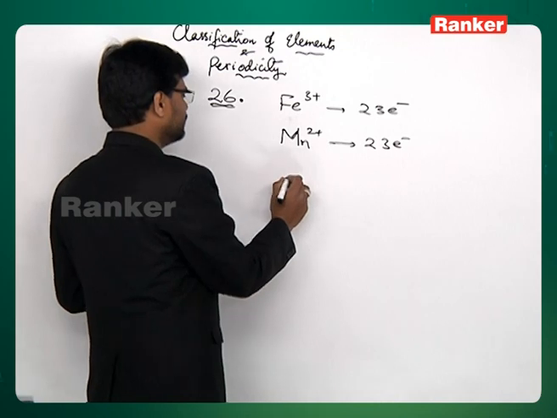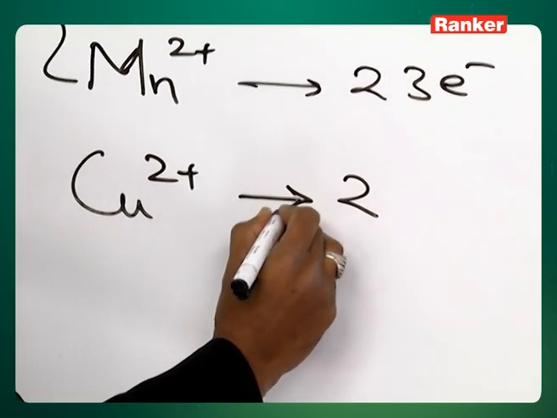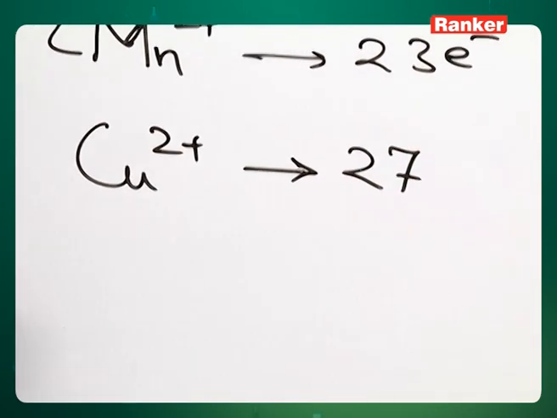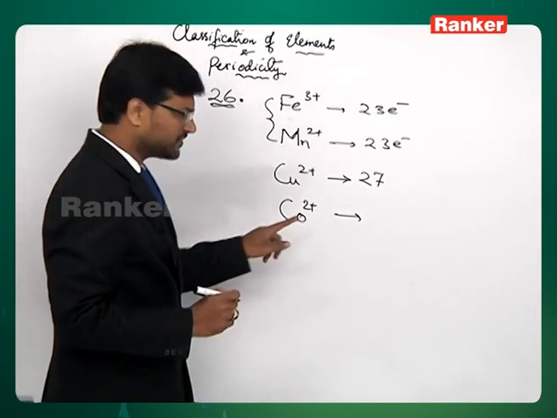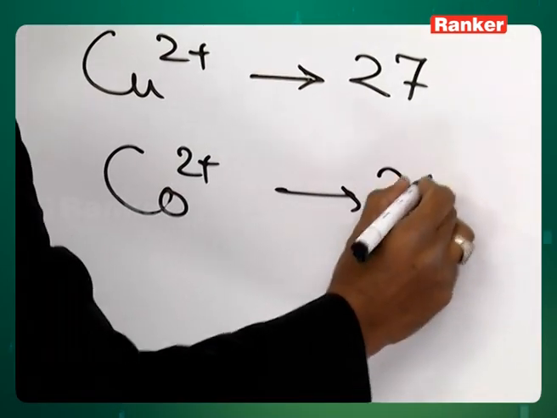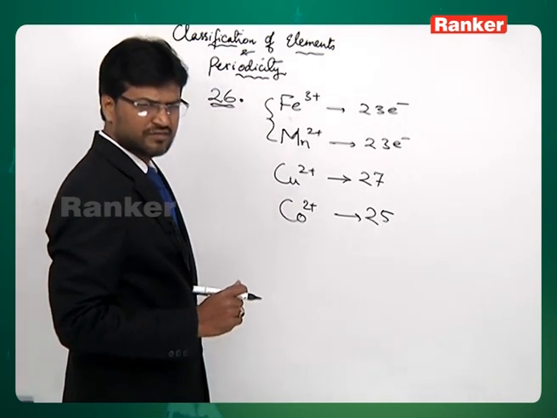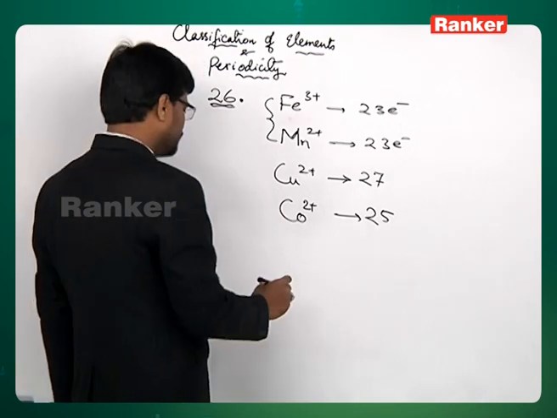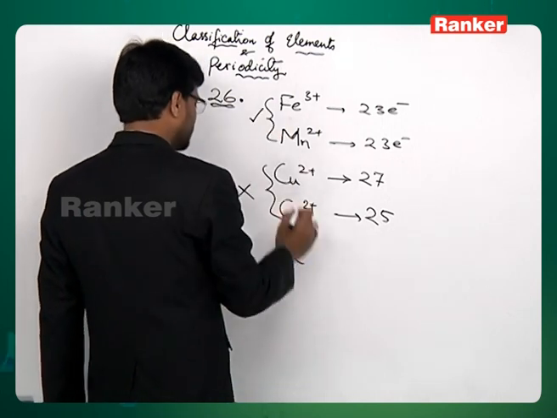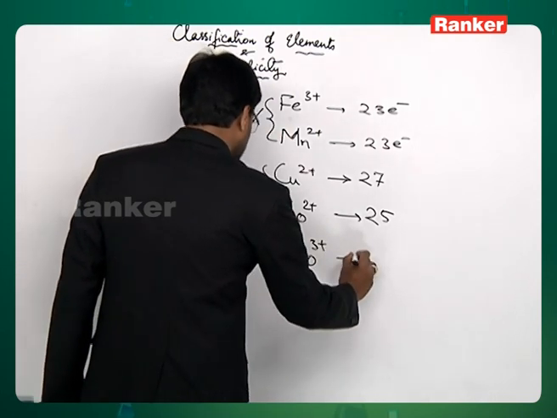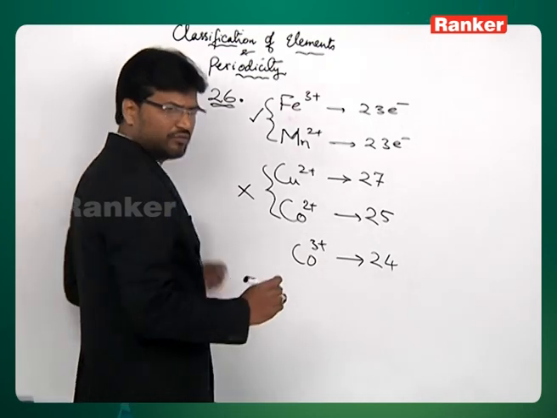Let's look at this. Cu2 plus, this is one pair. Cu2 plus is 29 minus 2, that comes to 27. Then you have cobalt 2 plus. Cobalt is 27. After the loss of 2 electrons, it becomes cobalt 2 plus, so it should be 25. So cobalt 2 plus and Cu2 plus are not isoelectronic, so B is ruled out. Then you have cobalt 3 plus and Ni2 plus. Cobalt 3 plus is 27 minus 3, it comes to 24. And then you have Ni2 plus.